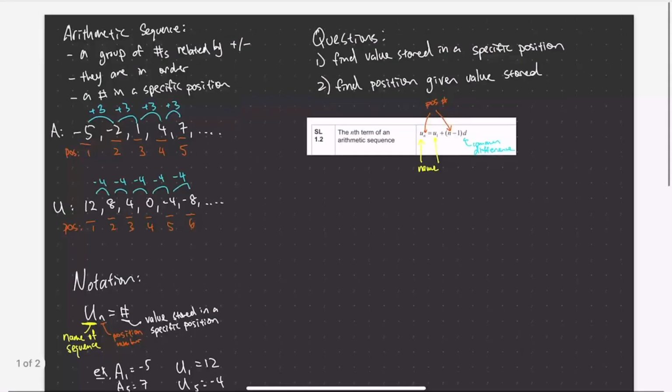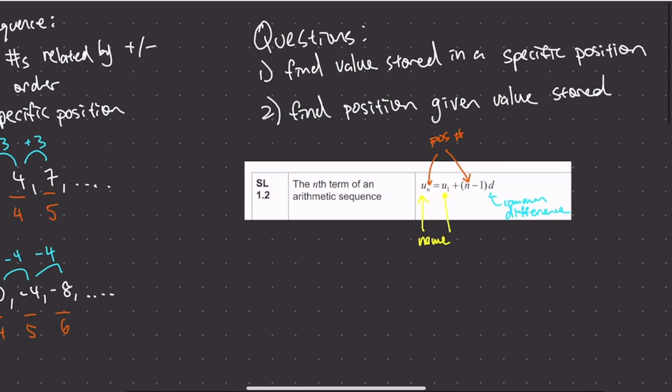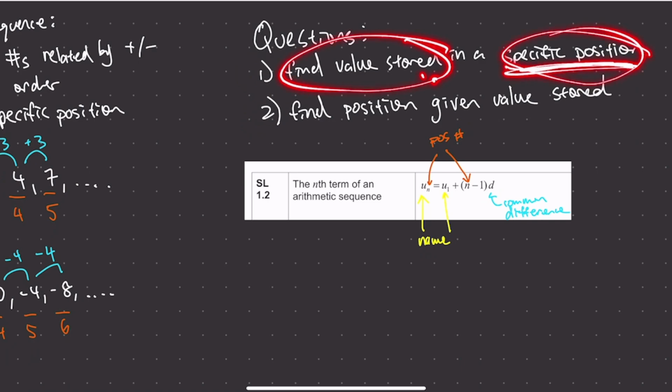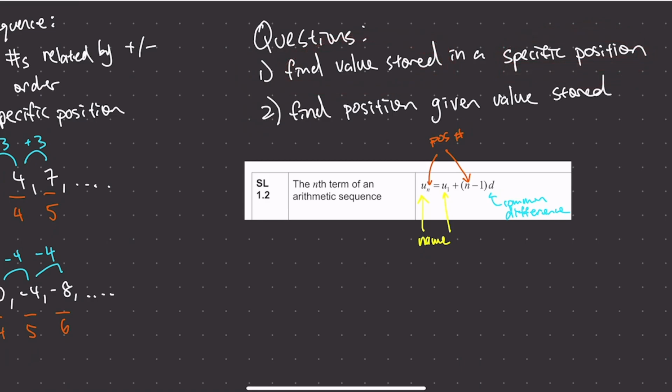Now onto some common questions that the IB will ask you. For arithmetic sequences, there are basically only 2 kinds of questions that they will really ask. They will give you a specific position, and you want to find the value stored in that position, or they can do it the other way around. They can give you a value stored, and you need to find in which position this value is stored.